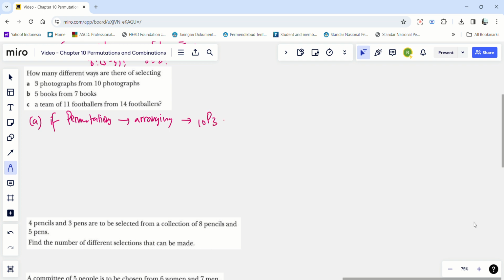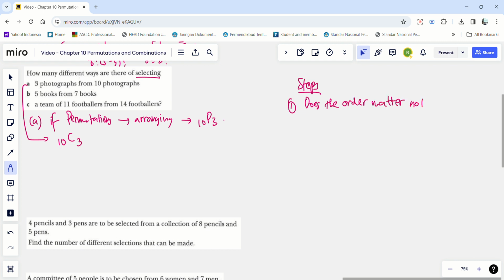But since this is a combination, see the keyword, they just select. It means we don't really care who comes first, who comes last. So in this case, we should put it as 10C3 instead. And that marks a really important procedure in how you solve problems related to permutations and combinations. The first step you want to consider is: does the order matter or not?